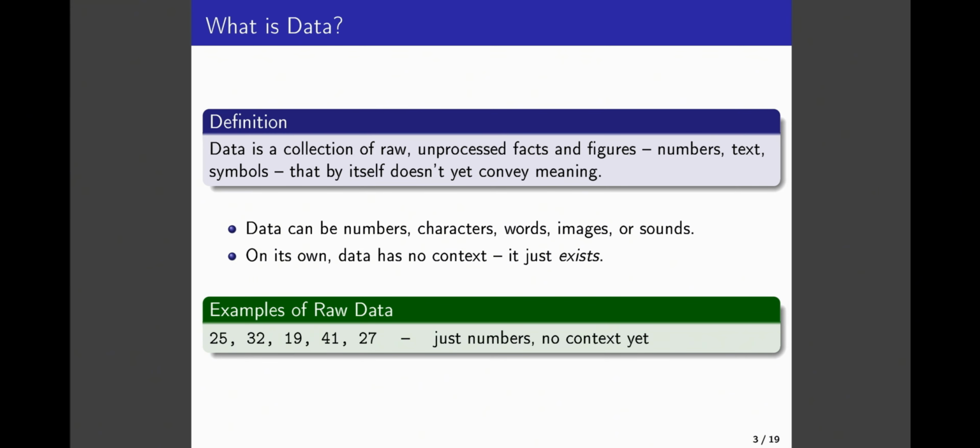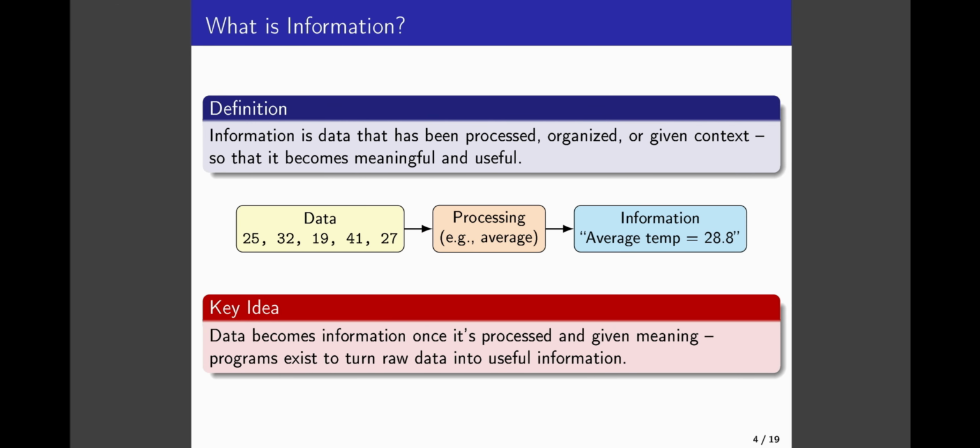These are just numbers. Right now they don't mean anything to us. No context, no story. That's exactly what raw data looks like. Then we have information. So if data is raw and meaningless on its own, how does it become useful? That's where information comes in. Information is data that has been processed, organized, or given context so that it becomes meaningful and useful.